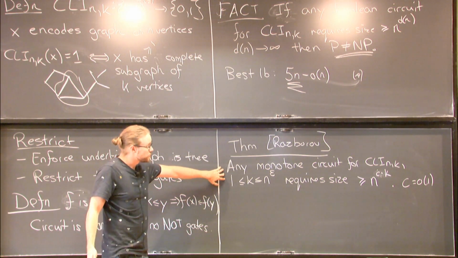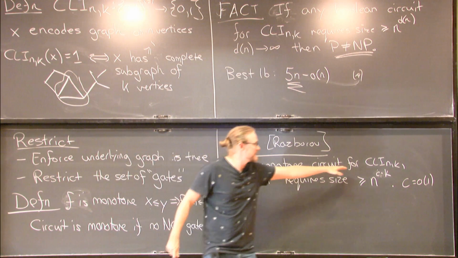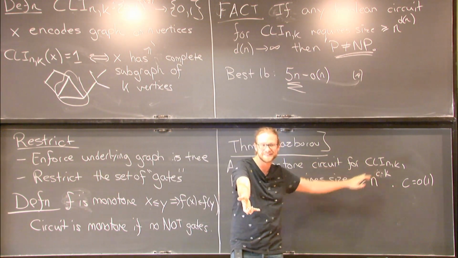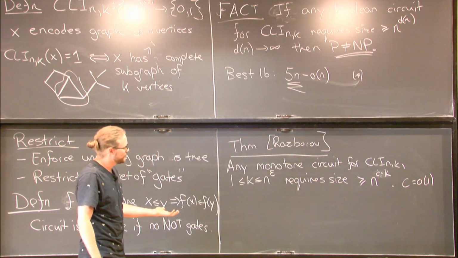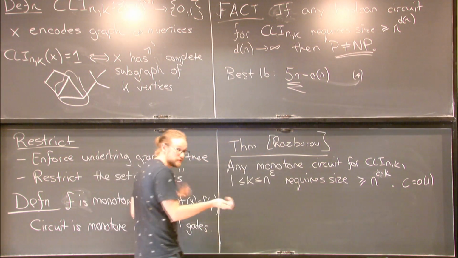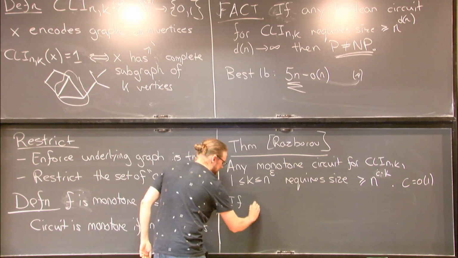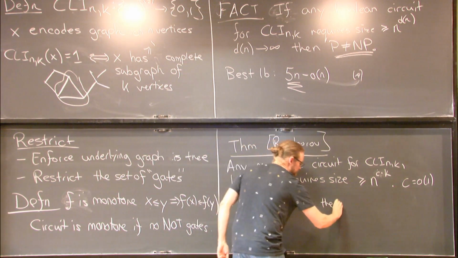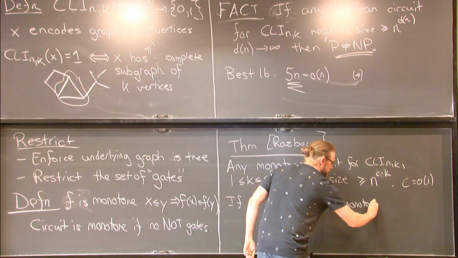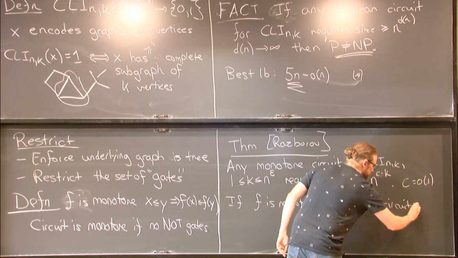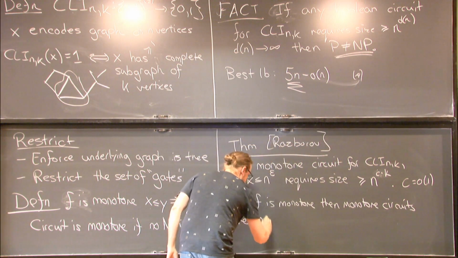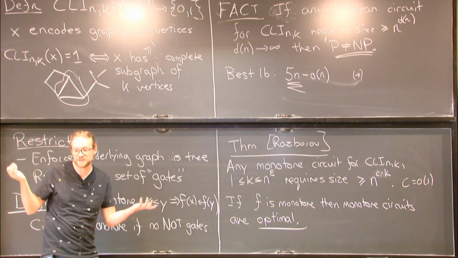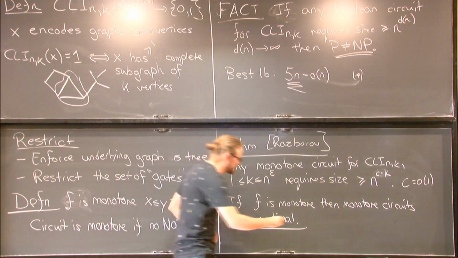Okay, so why is this such a hard restriction? Clearly clique is a monotone function, right? If I have a subgraph of size k and I keep adding edges, that subgraph is still going to be there. Okay? So you might conjecture, reasonably, I think, that if f is monotone, then monotone circuits are optimal. Right? So maybe we don't need the NOT gates at all. So this turns out not to be true.